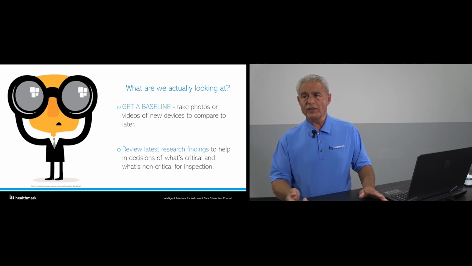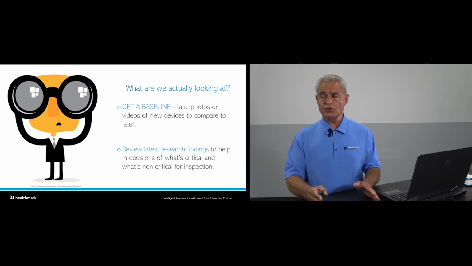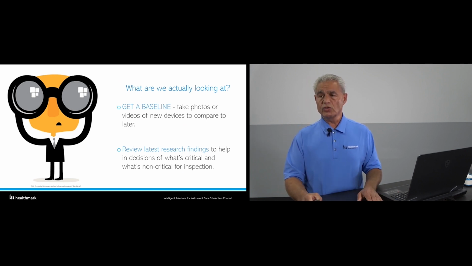So what are we actually looking for? The important part is to really get a baseline. Once you purchase an endoscope, if it comes in new, you need to take some photos of the baseline and keep those for the future to see what happened over time. Are they getting damaged? Are the instruments getting damaged, or is residual soil staying in it? And you need to review the latest research findings to help decide what is critical and non-critical for inspection.